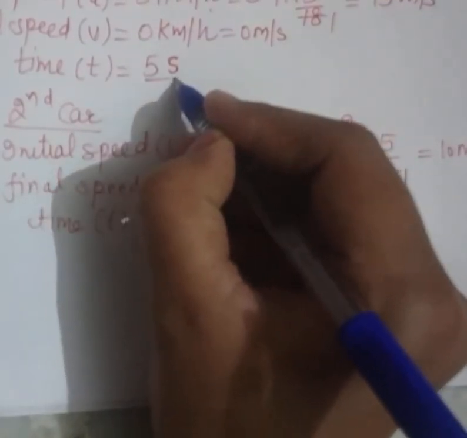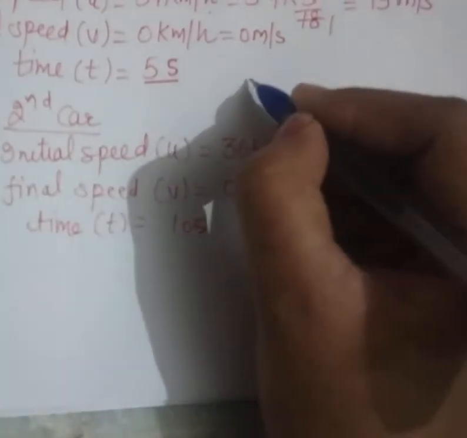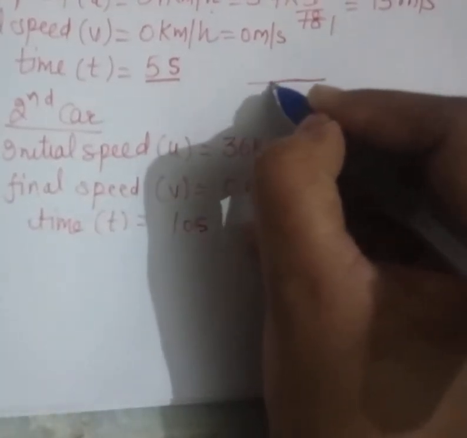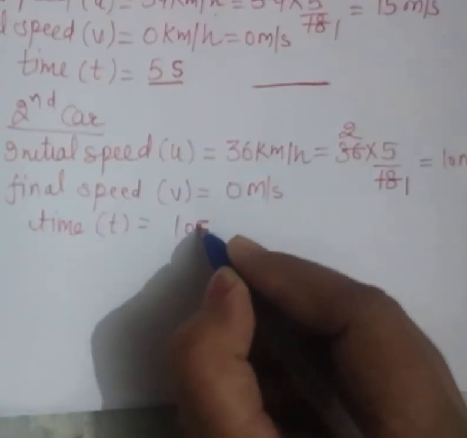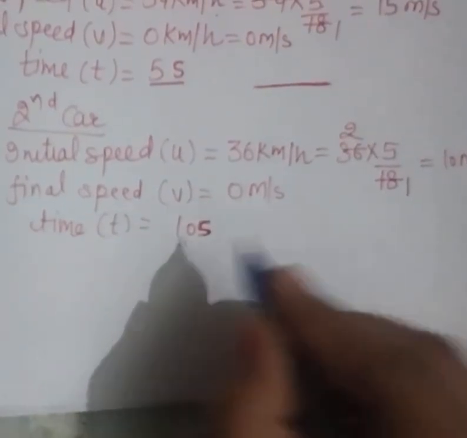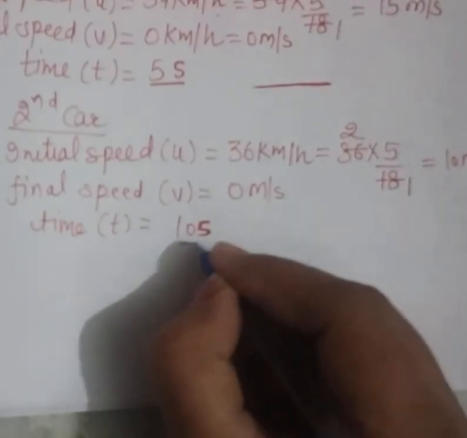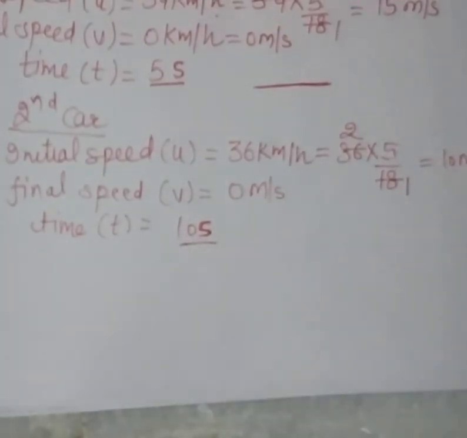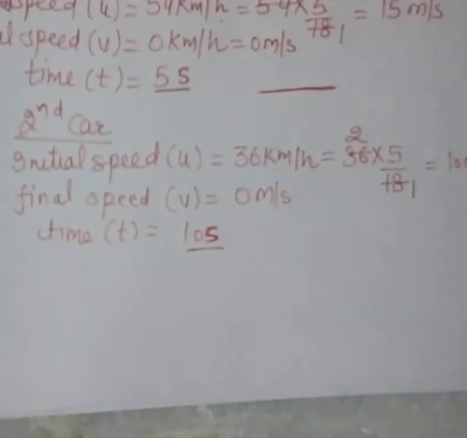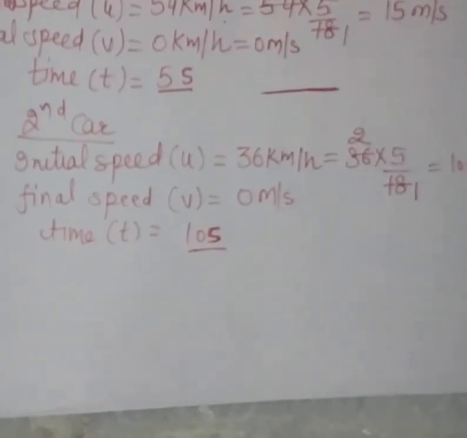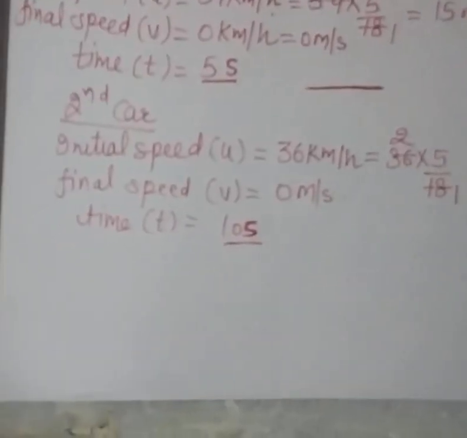In the same case, 5 seconds is taking. During 5 seconds, it will cover a certain distance. Similarly, while coming to rest during 10 seconds, the second car will also cover a certain distance. We have to draw the graph for these two situations and compare which one travels farther, which car covers more distance.